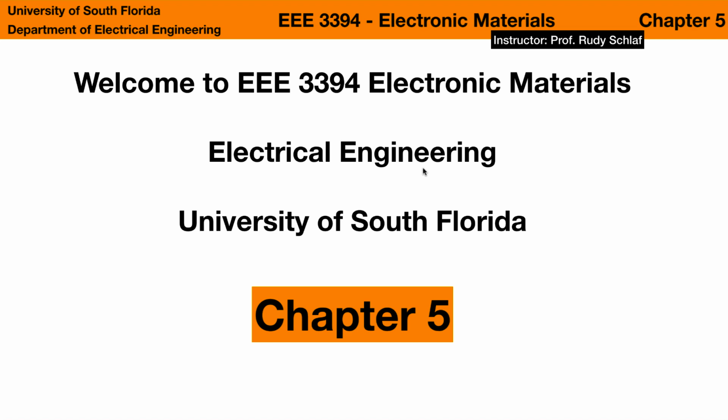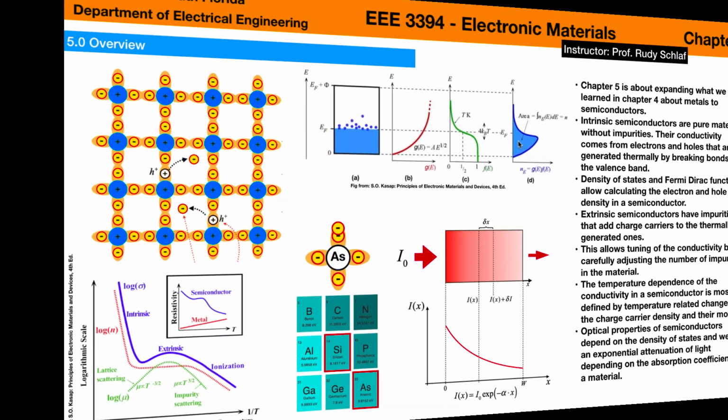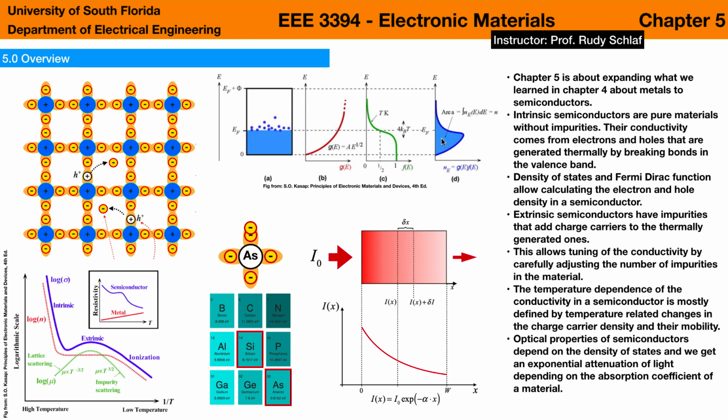Welcome to Electronic Materials. This video is about Chapter 5. Let me first give you an overview of what we'll do in Chapter 5. Basically, Chapter 5 is about expanding what we learned in Chapter 4 about metals and semiconductors.